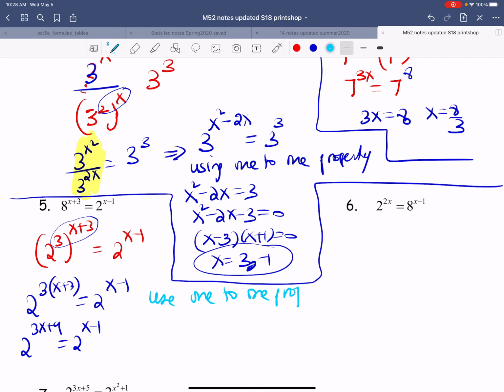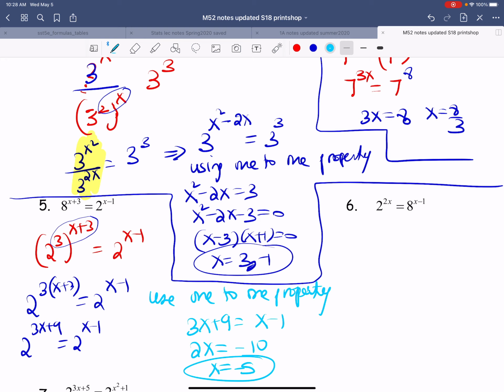The one-to-one property says that if the outputs are equal, the inputs are going to be equal. We can say 3x plus 9 is equal to x minus 1. Subtract x from both sides. We are trying to isolate the x, so this will give me 2x equals negative 10. x comes out to be negative 5, and that's my final answer in this case.